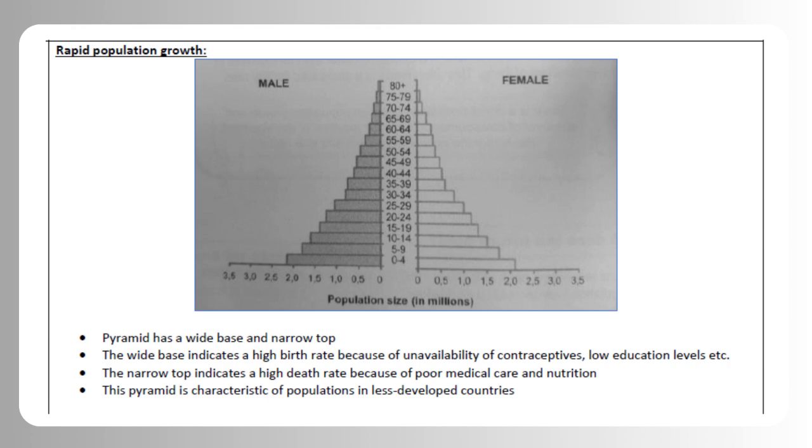Rapid population growth. Pyramid has a wide base and narrow top. The wide base indicates a high birth rate because of unavailability of contraceptives, low education levels, etc. The narrow top indicates a high death rate because of poor medical care and nutrition. This pyramid is characteristic of populations in less developed countries.